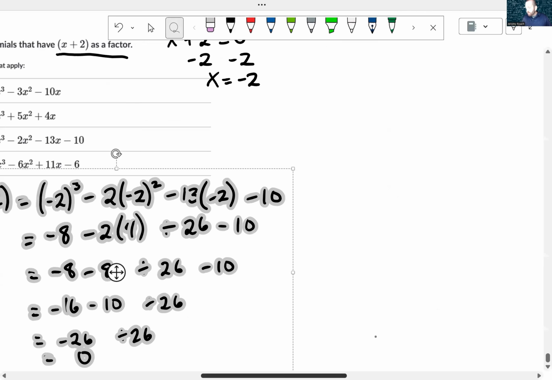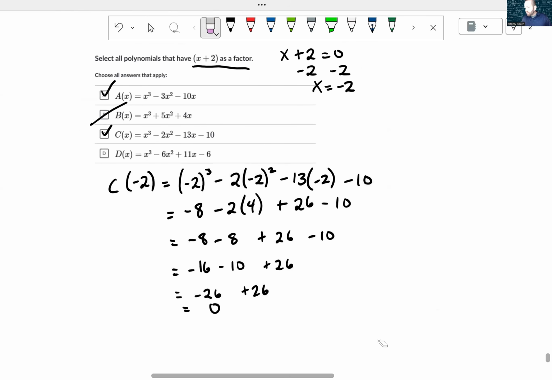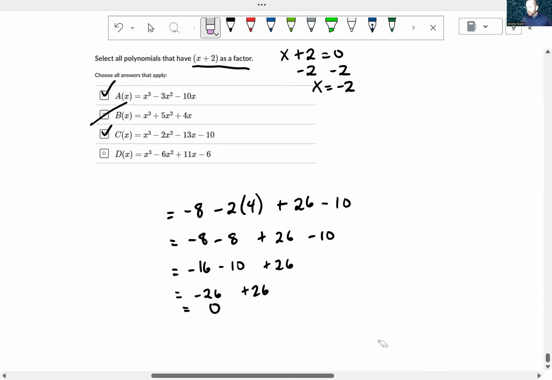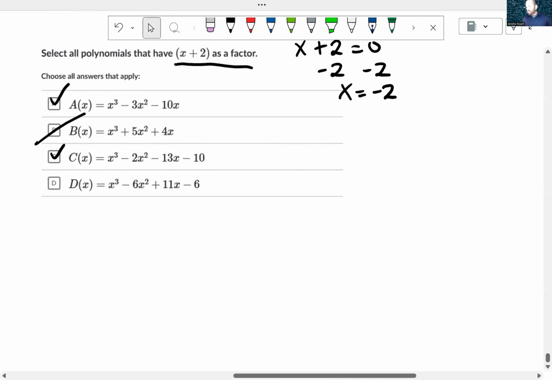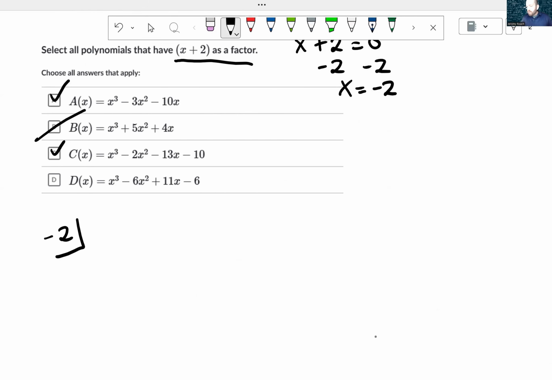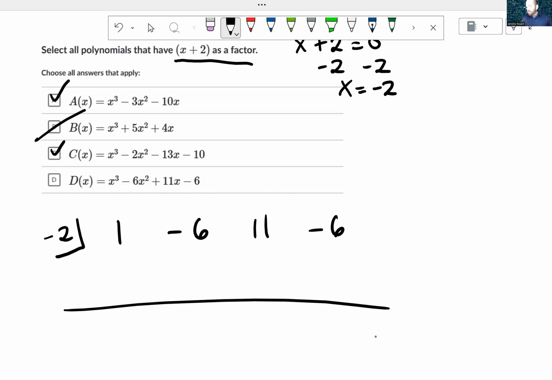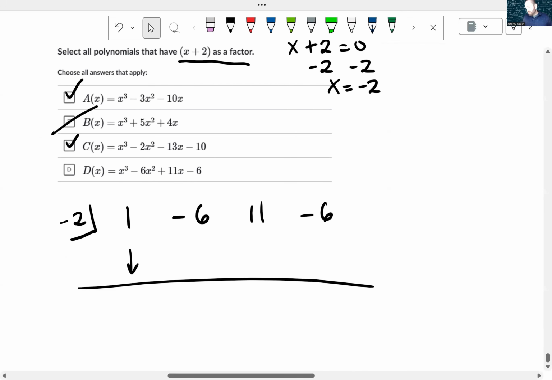And you can check all these with synthetic division as well if you wanted to. So let's check D with synthetic division. Since we've kind of got the remainder theorem figured out now, we've done 3 of these so far, let's check D using a different method. So if we put negative 2 here in the box, 1, negative 6, 11, negative 6, we're checking to see if our remainder is 0.